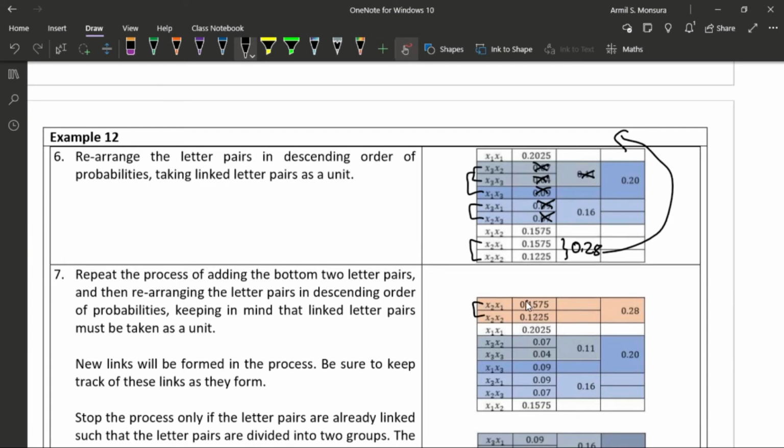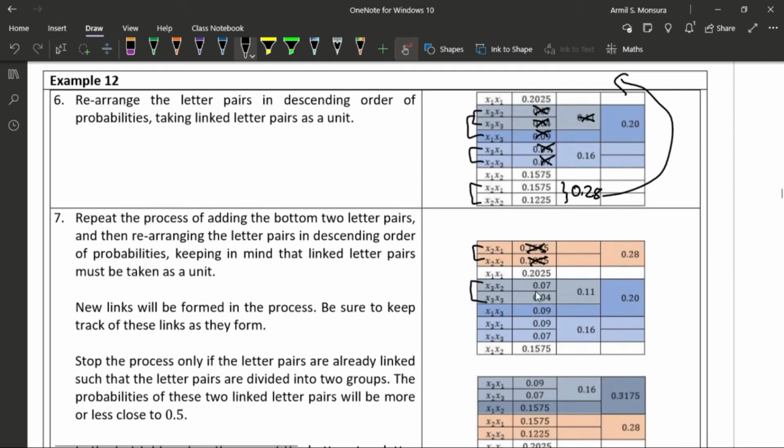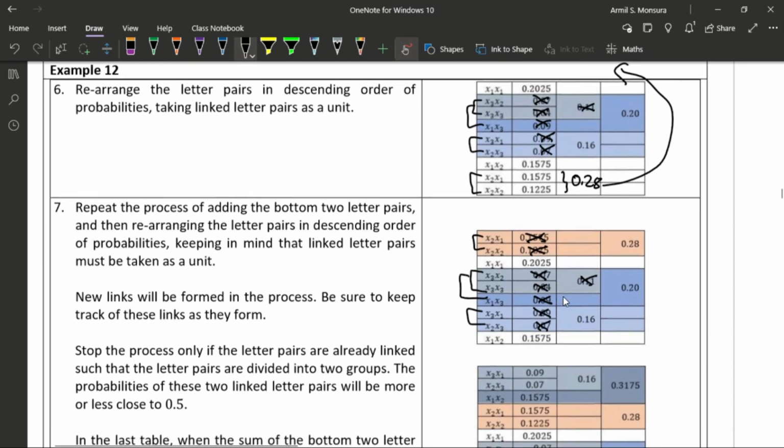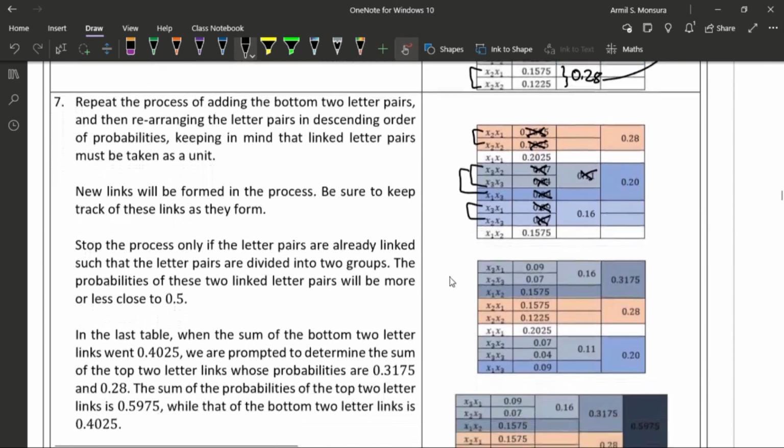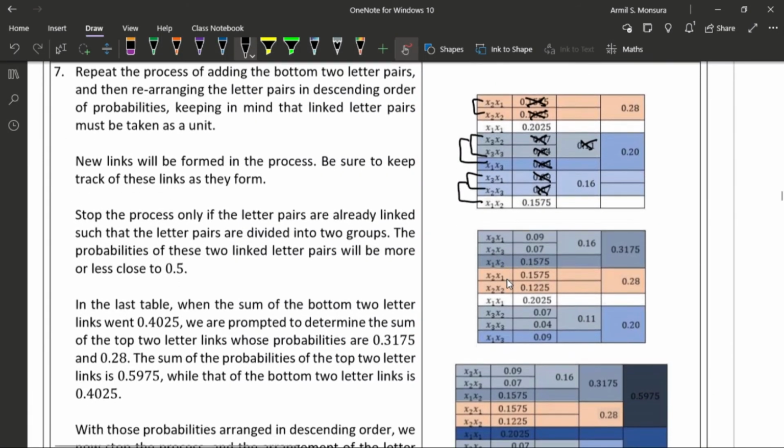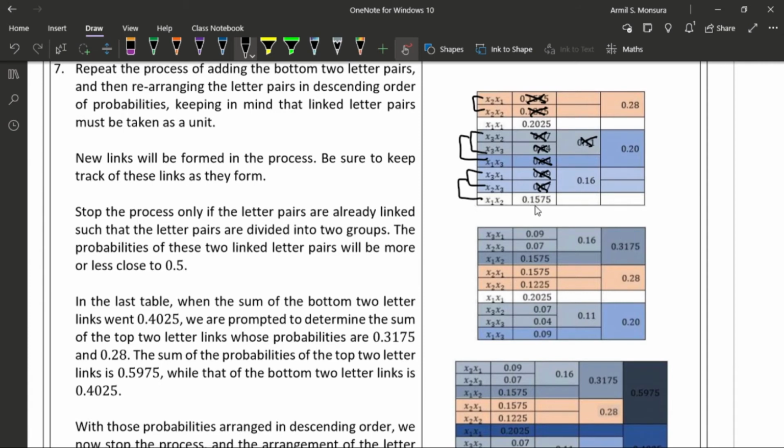Again, we're not looking at these, since we have already combined them. We don't look at the probabilities we have already added; we look at the resulting sums. Combining the two lowest probabilities, we have these two. Adding 0.16 plus 0.1575 becomes 0.3175. When we rearrange, this is promoted to first, because 0.3175 is higher than 0.28.